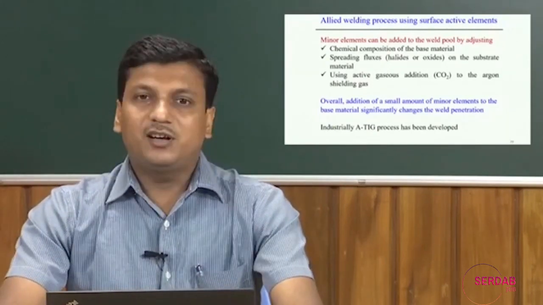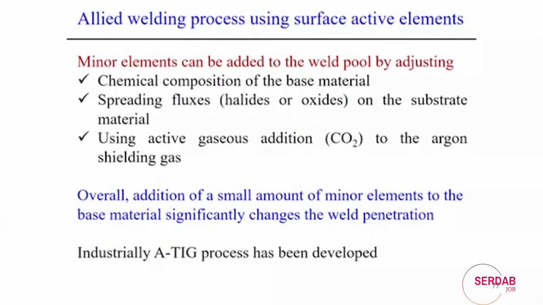First is that minor elements, that means either oxygen or sulfur. In general, we consider these two components, the minor elements can be added by adjusting, first, the chemical composition of the base metal. This is the one way, the chemical composition of the base metal.